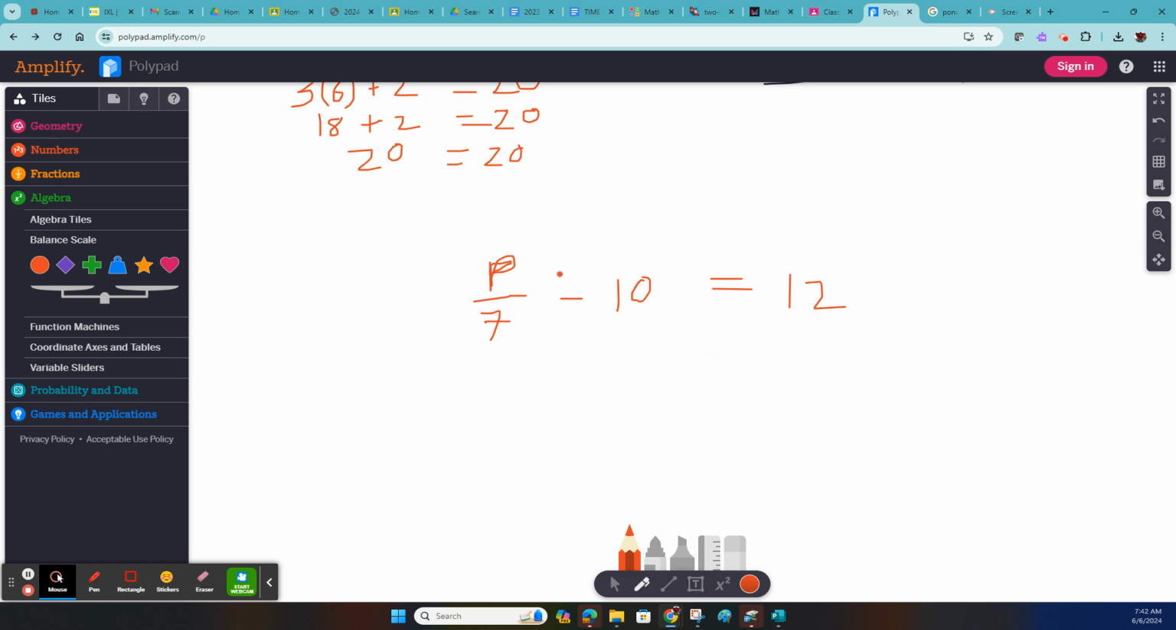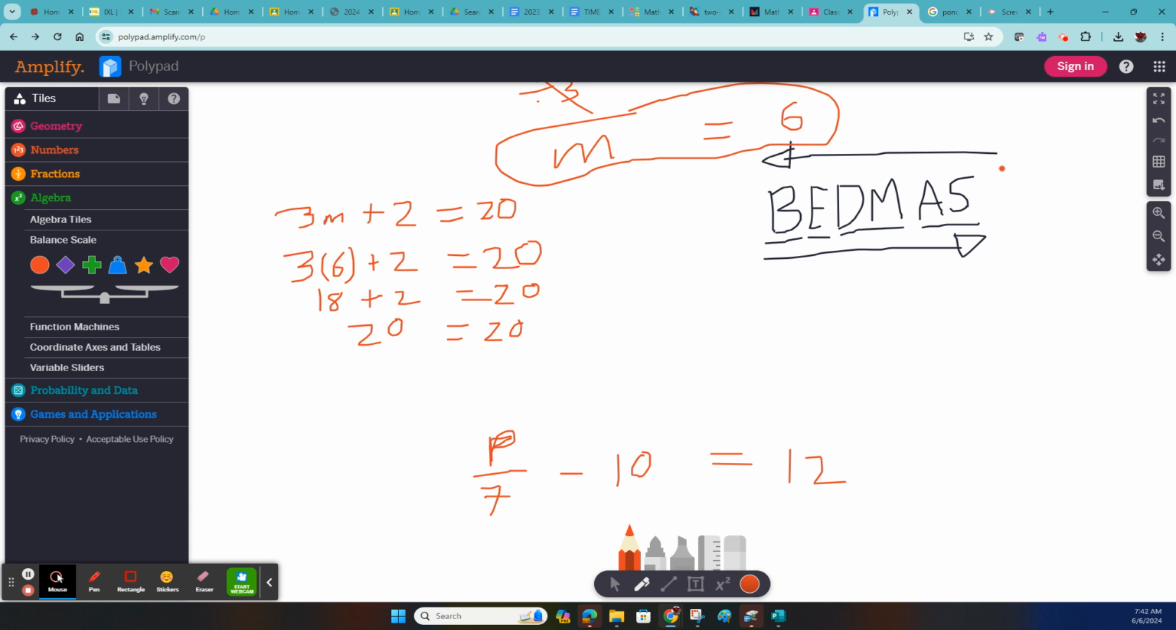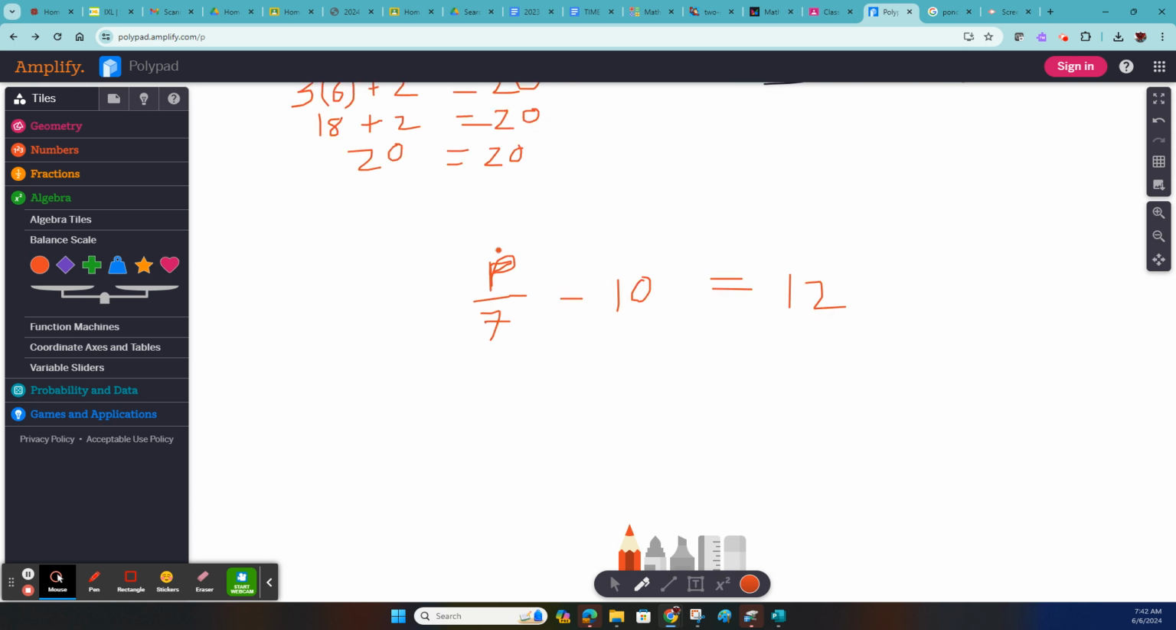Okay, so I've got two operations happening here. I've got my division happening. I've got subtraction happening. And again, I'm talking inverse operations, so I can isolate this P, so it's all by itself. So I have to work the opposite direction of the order of operations. I'm going backwards on BEDMAS. So I'm not going to do the division first. I'm going to get rid of that subtract 10 first. And what's the inverse of subtract 10? Add 10. And I have to do it on both sides if my scale is going to remain balanced and this equal sign is the truth.